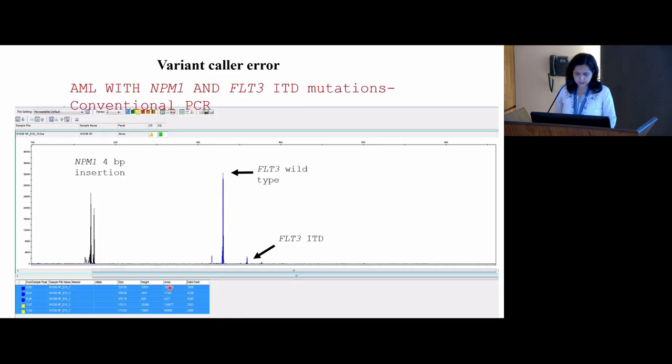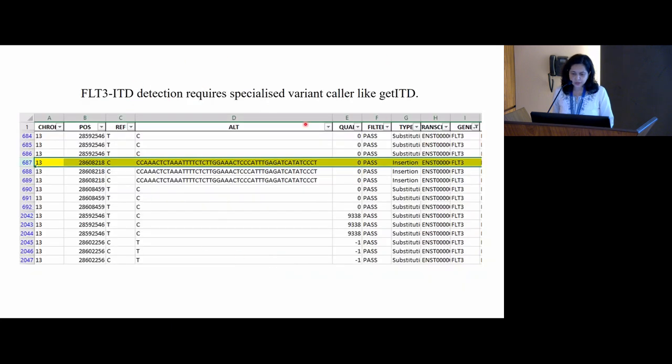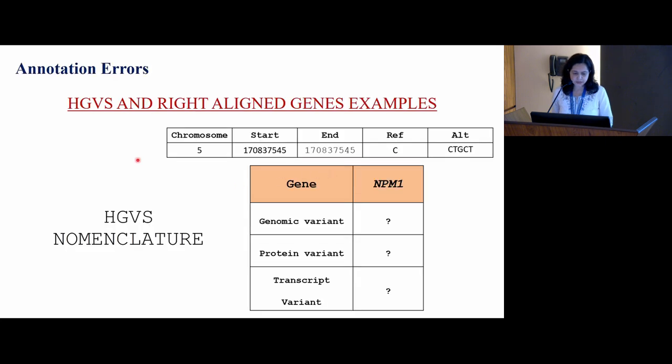So I'm going to explain this thing. This is a variant caller. It's a result of an AML with NPM1 and FLT3 ITD mutation, by conventional PCR. So we did a capillary electrophoresis and we can see a 4 base pair insertion in NPM1, and this is the FLT3 insertion, which is detected only by the ITD assay. So in NGS results we can get the results in this way. So this is C in which this alteration has taken place in FLT3.